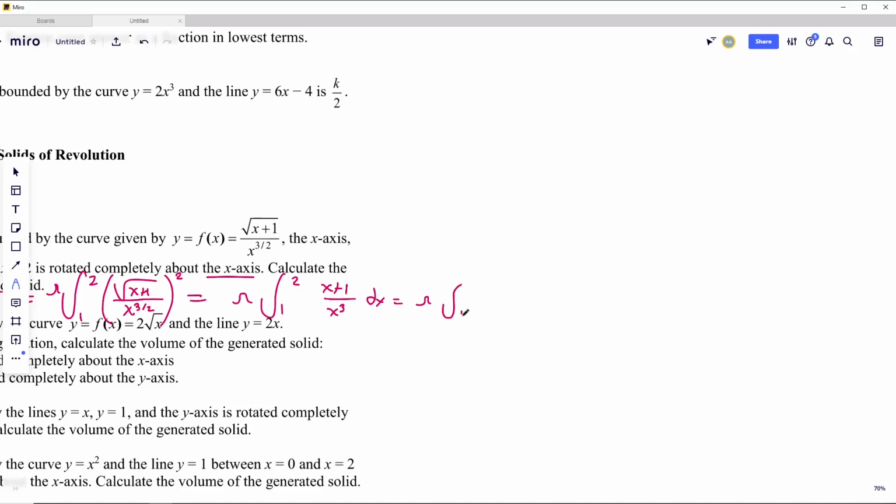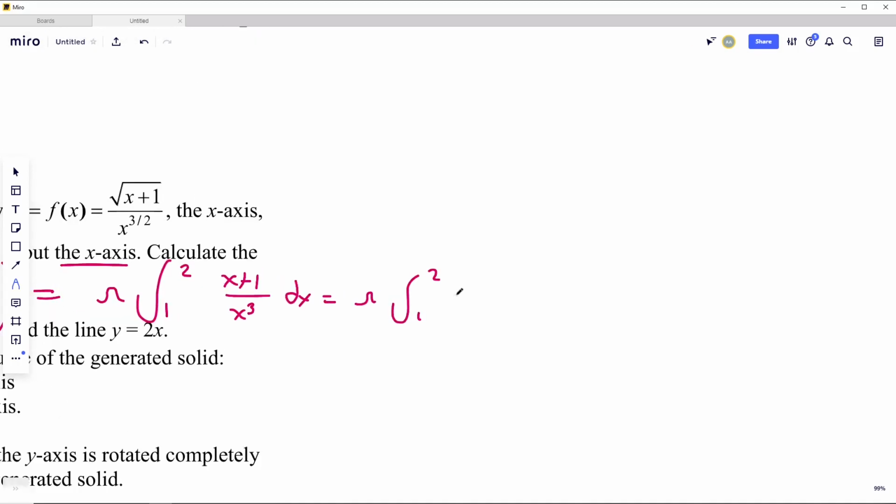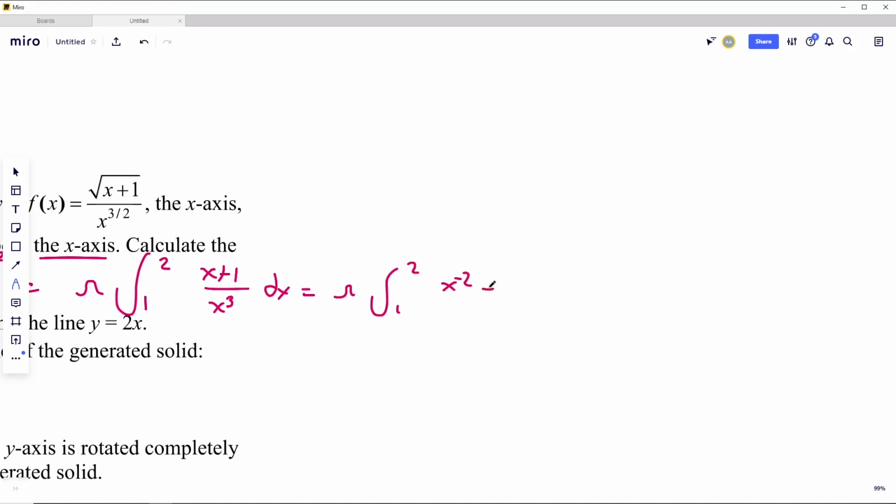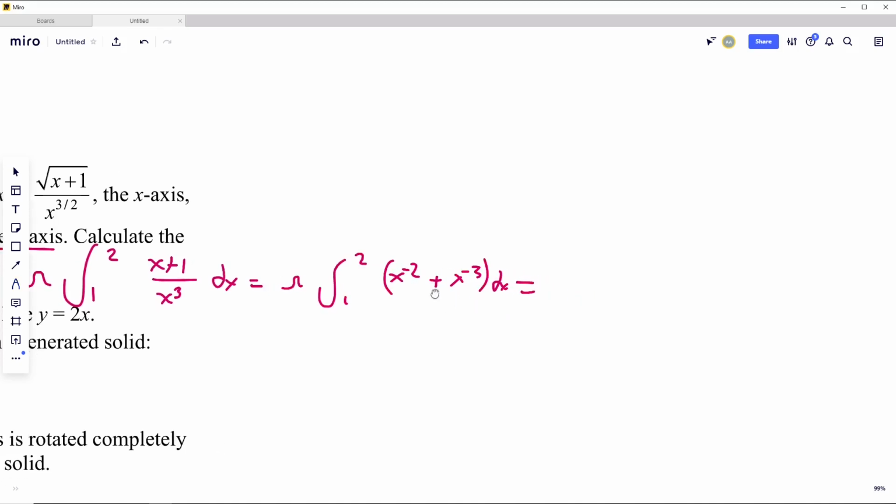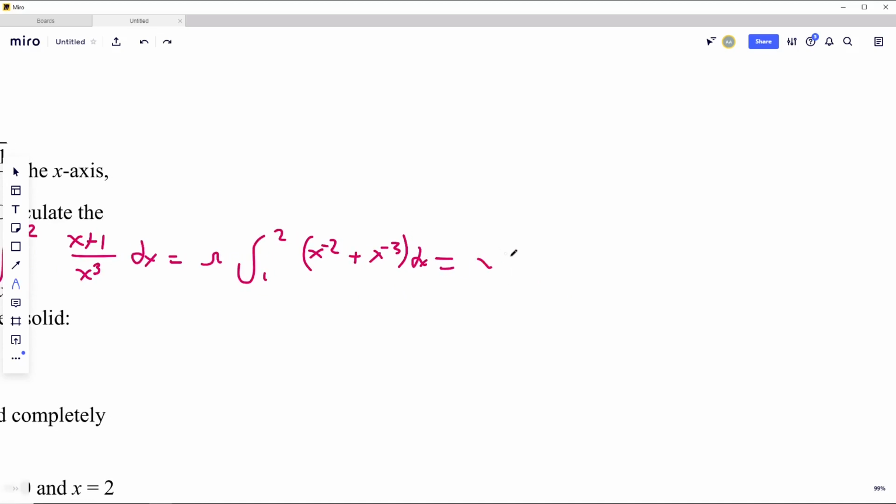Pi, integral from 1 to 2, x over x cubed is going to be x to the power of minus 2, just immediately, so that we can integrate easier, plus x to the power of minus 3, because it's 1 over x cubed, dx equals, you can do parentheses if you want. Just integrate immediately, add 1, so minus 1, and then divide by the minus 1, so minus x to the power of minus 1. Then the next one, x to the power of minus 3, I added 1, then divide by minus 2, so minus 2, the plus became a minus, and from 1 to 2.